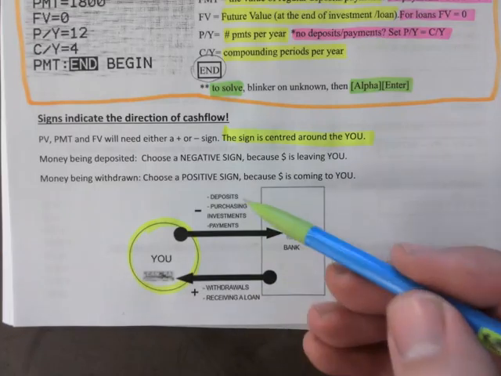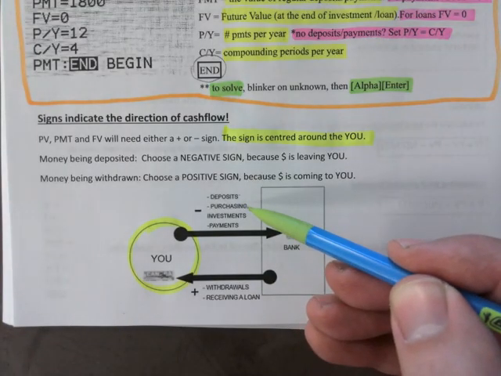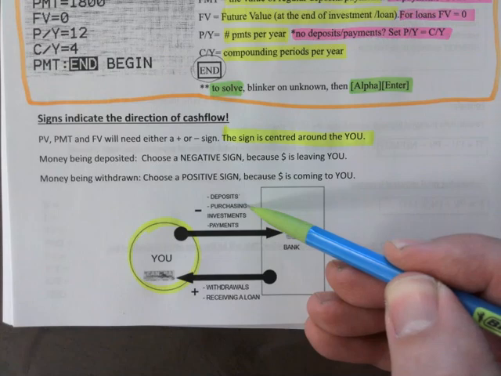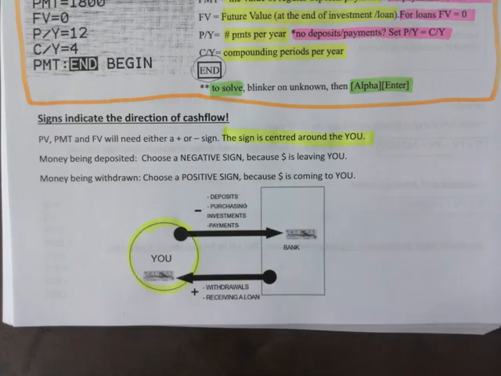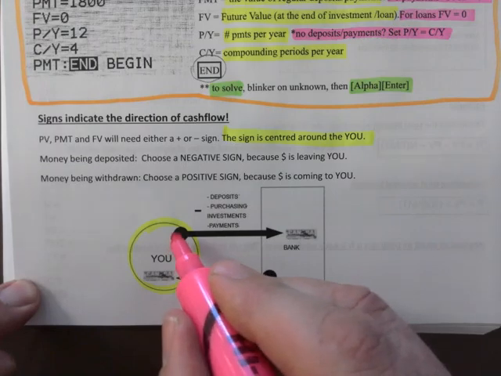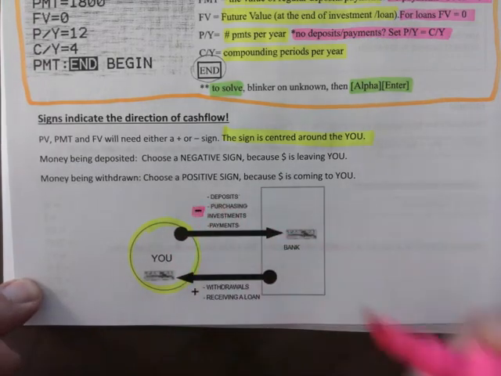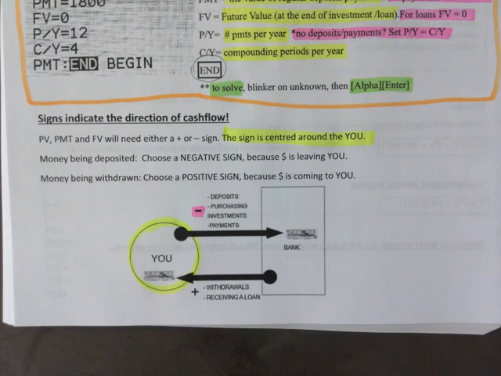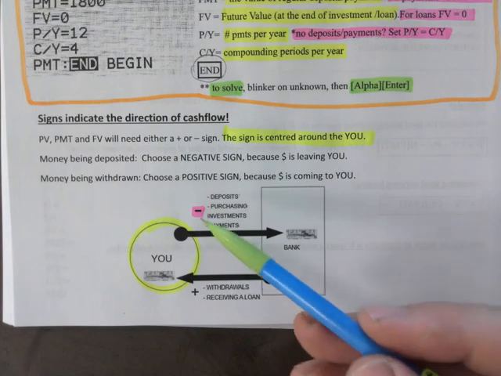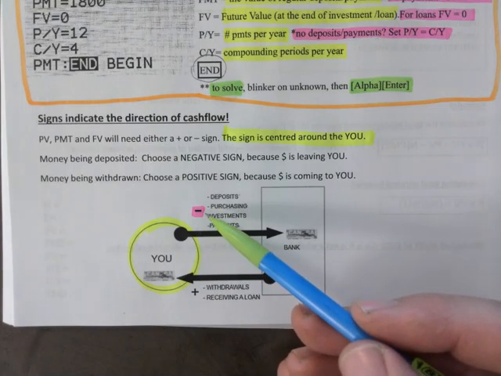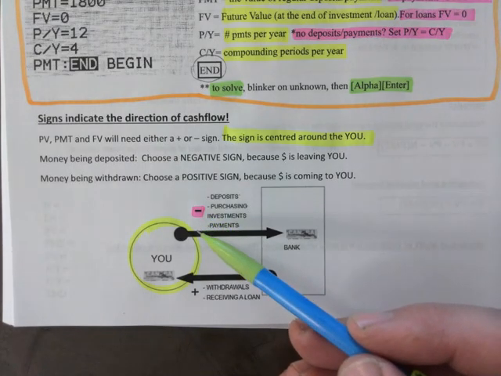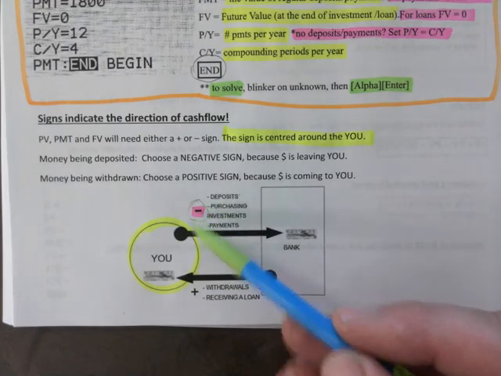So if you're making deposits, you're purchasing something, you're making payments, that money is leaving you, right? So if it goes this way, you're going to have a negative sign. If it leaves you, if it goes to the bank, we're going to have a negative sign in front of that value. So if it's a regular payment that you're making or deposits, we're going to put a negative in front of it.